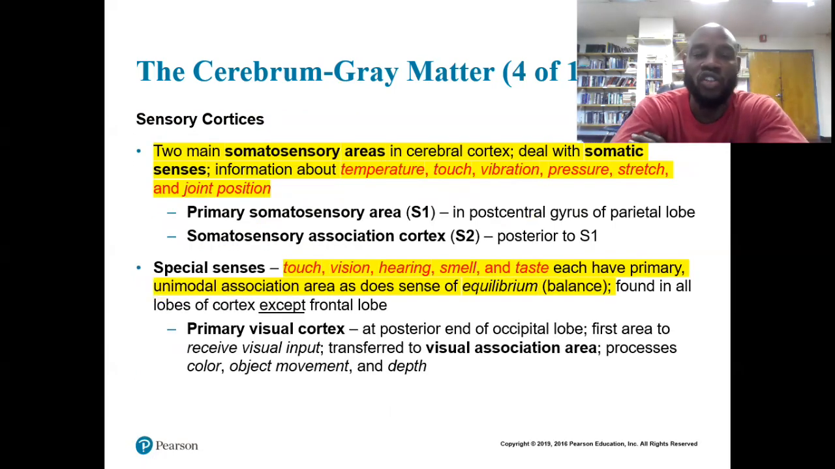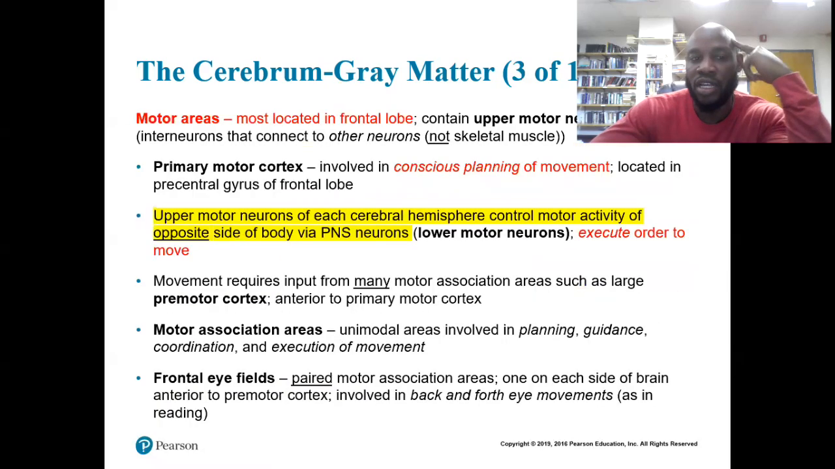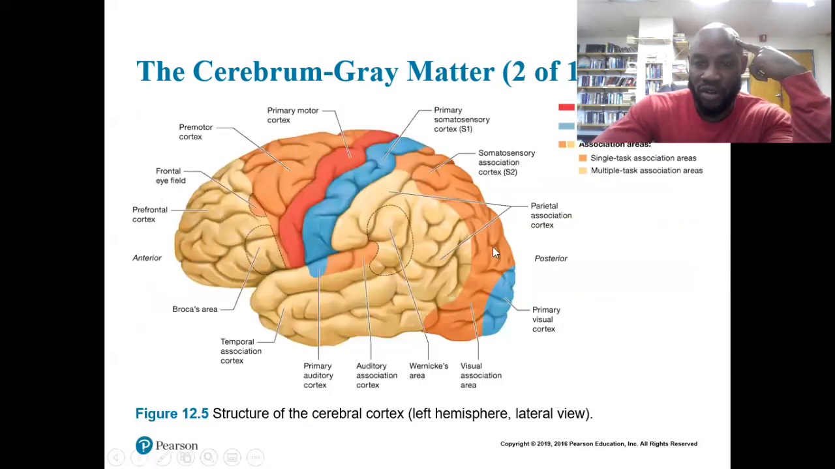Two main somatosensory areas deal with temperature, touch, vibration, pressure, stretch, joint position. The primary somatosensory area, and the somatosensory association cortex. All right, so that's your primary somatosensory association cortex, this blue area, and then this orange area in the back.